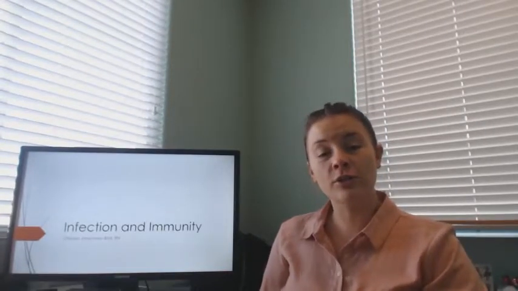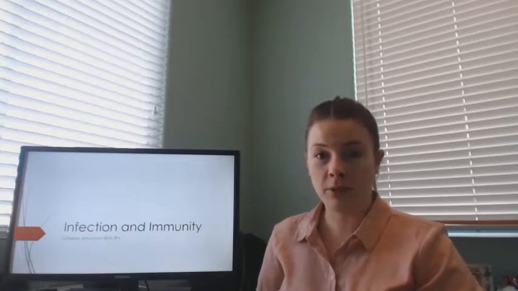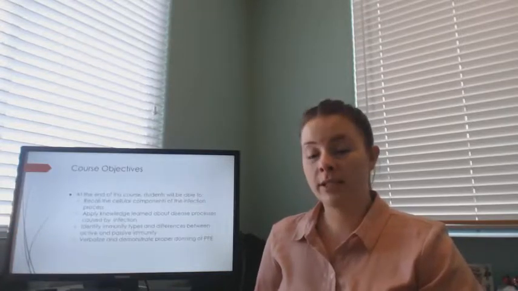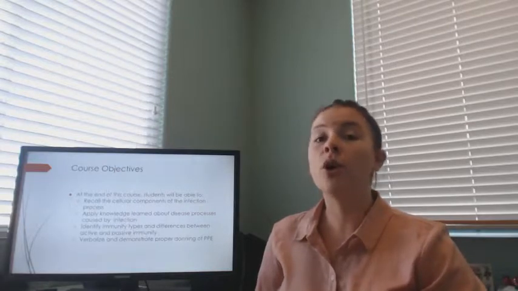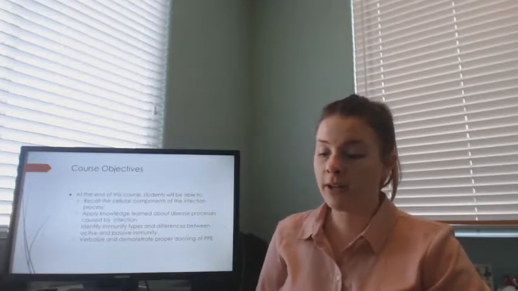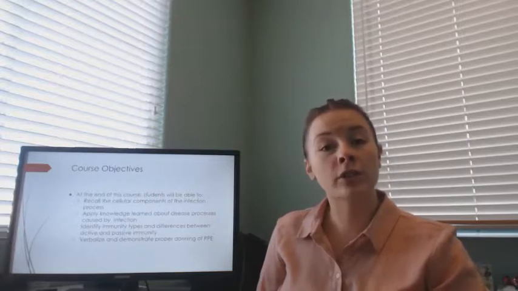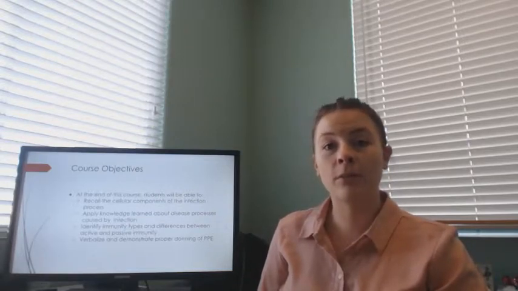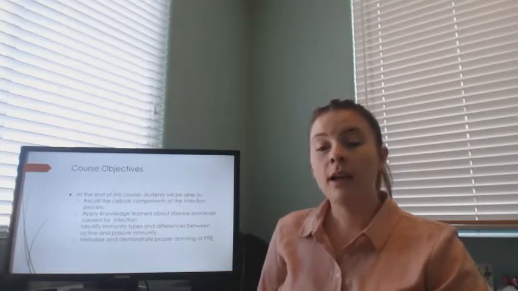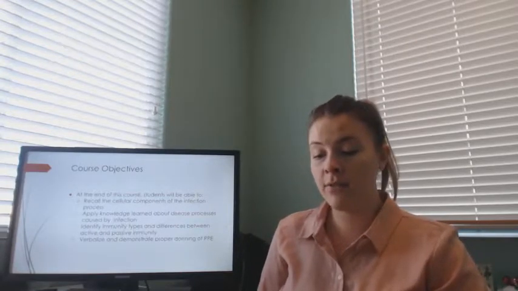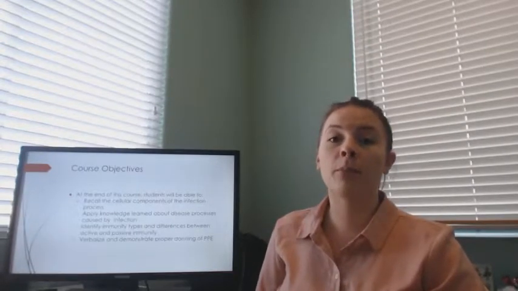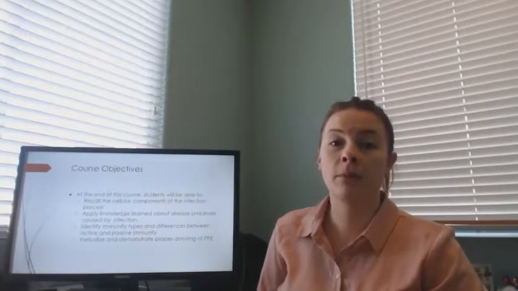This lecture is going to go over infection and immunity. The course objectives for this class are that by the end of this course, students will be able to recall the cellular level of infection, apply knowledge learned in this course about infection and the disease processes. They'll be able to identify different immunity types, including active and passive immunity. And lastly, students will be able to verbalize and demonstrate proper donning of protective equipment.